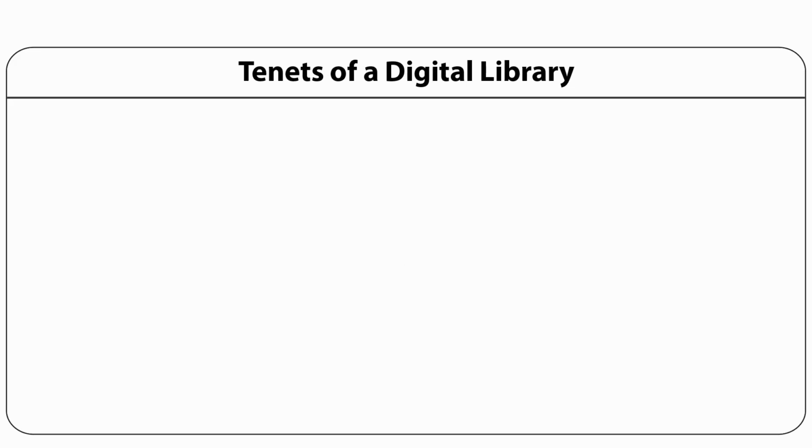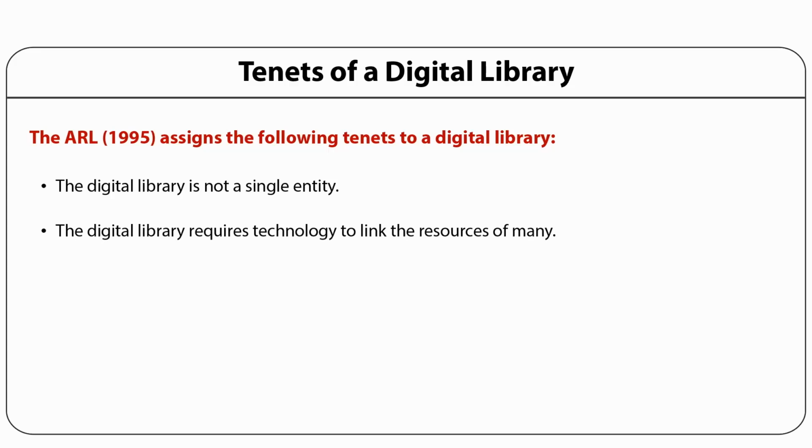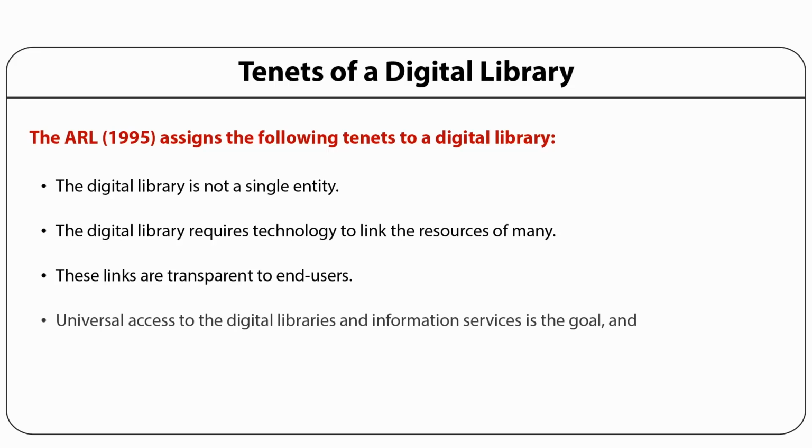Having defined the term digital library, let us look at what are the tenets of digital library. The ARL assigns the following tenets to a digital library. The digital library is not a single entity. The digital library requires technology to link the resources of many. These links are transparent to end users. Universal access to digital libraries and information services is the goal.